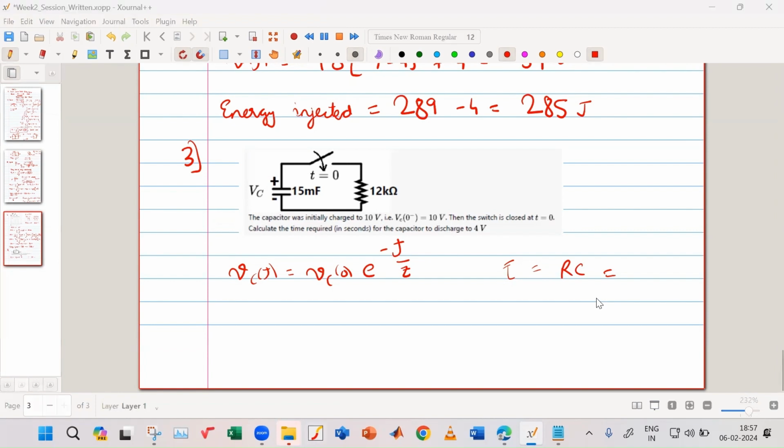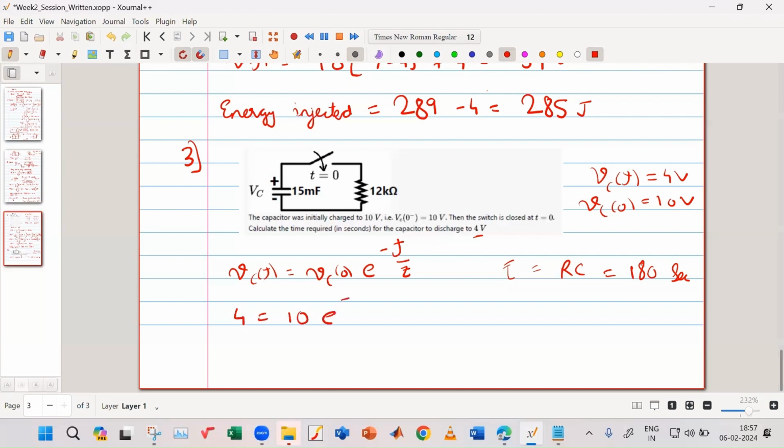So 15 into 12, that is 180. And what is the unit? Seconds. Correct, 180 seconds. Now you want to find VC of t at which it is 4 volts. So your VC of t will be equal to 4 volts, and your VC of 0 is 10 volts. So now we substitute that. We have 4 equal to 10 into e to the power minus t by 180.